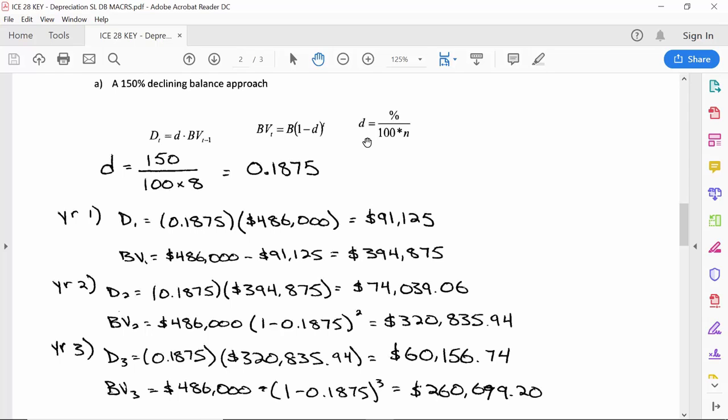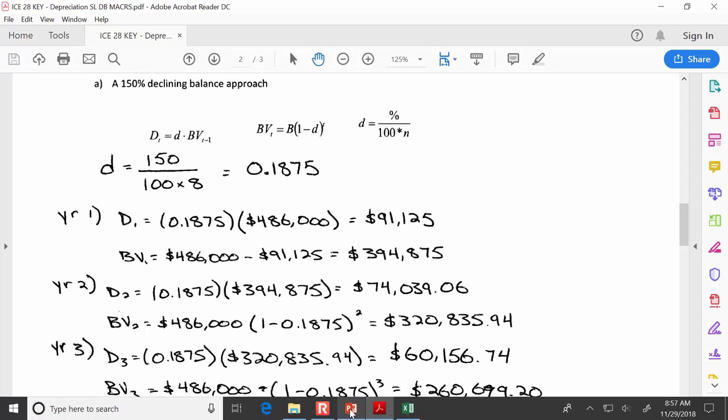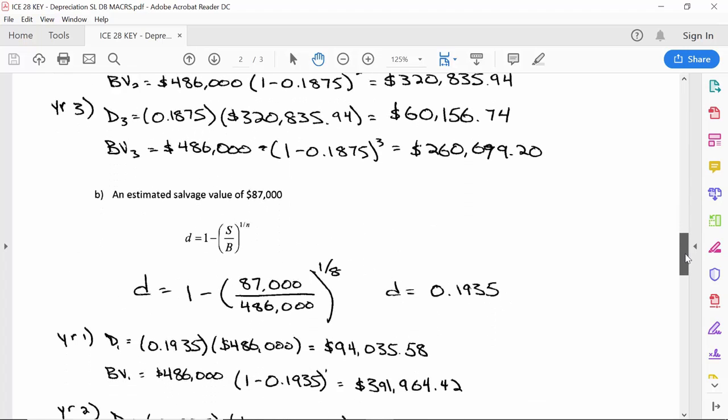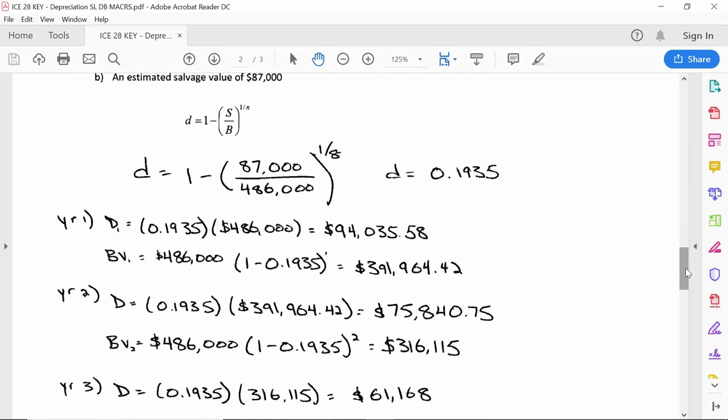In the Excel method, I used the successive approach. Rather than using the formula with the exponent of how many years there have been, when I solved it in Excel, I just did the book value of the next year based on the book value of the previous year, minus the depreciation of that year. Okay, so let me scroll down and show you the related thing for when a salvage value is defined.